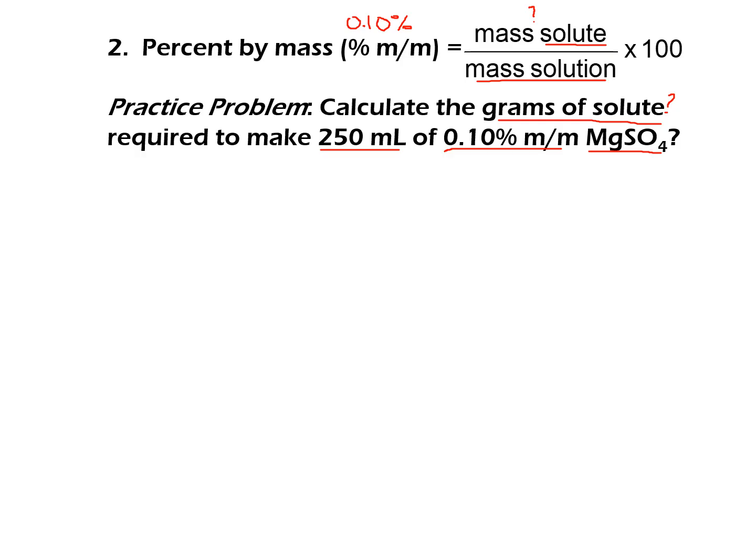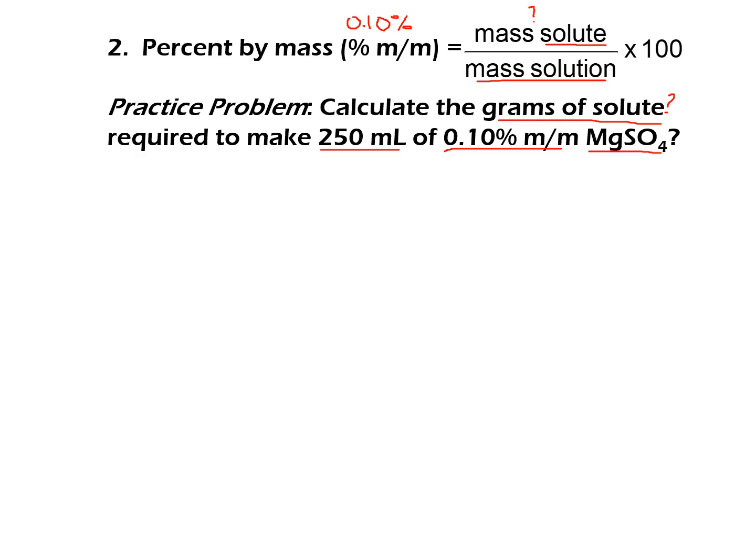Mass and volume are used to calculate density. So density is what we would need here to actually change milliliters into grams. We would need to know what's the density of this solution. Now, they don't tell us that in this problem. So it seems like we're at an impasse. We can't do this problem, but we can.